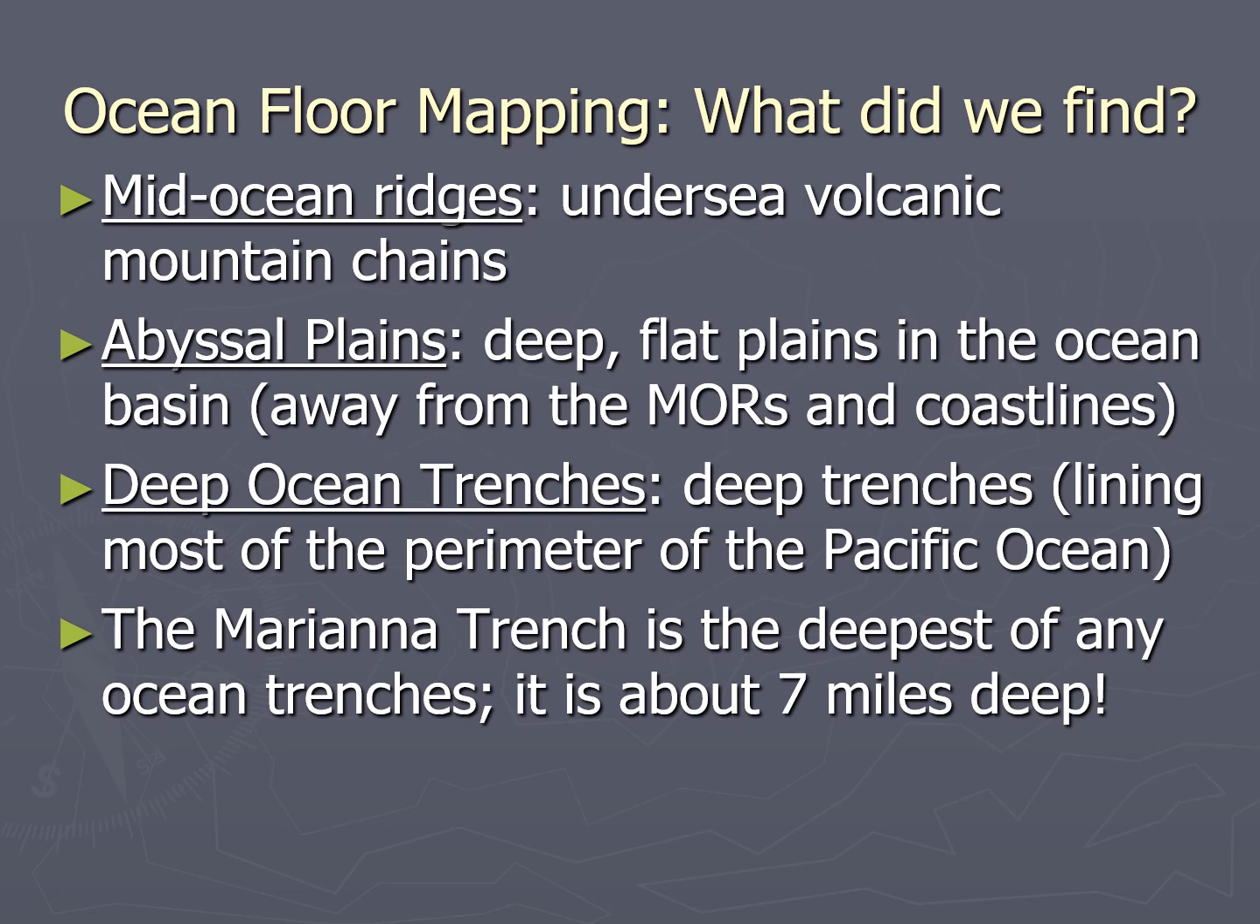We also found abyssal plains, which are these deep, flat, basically featureless parts of the ocean. The abyssal plains tend to lie in between the mid-ocean ridges and the coastlines. We also found deep ocean trenches, and these deep trenches line most of the perimeter of the Pacific Ocean, and we do have them in some other places as well. The Mariana Trench is very famous. You may have heard of it. It's the deepest part of any ocean trench on the planet, and the deepest part of the Mariana Trench is 7 miles deep.